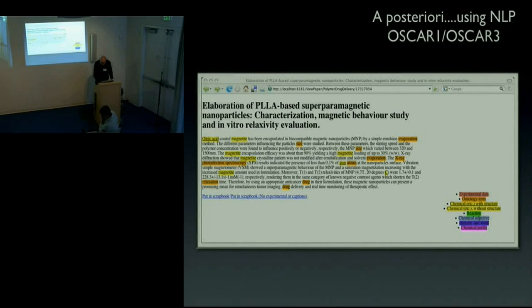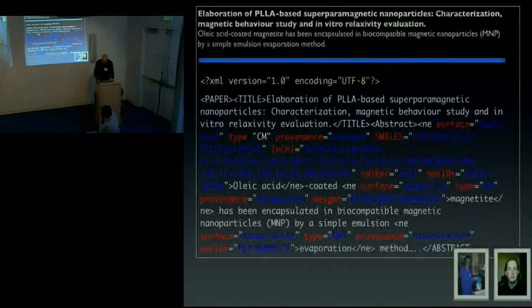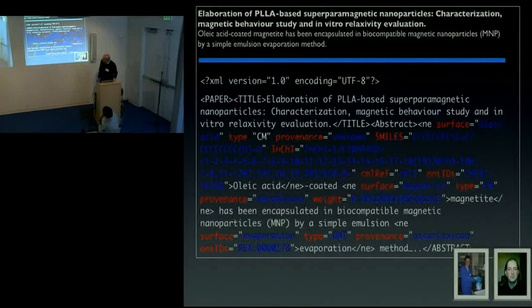So the way this works out then is, here's an example of Oscar markup. And I've taken the first sentence of that paper that I've just shown you. The first sentence reads, oleic acid-coated magnetite has been encapsulated in biocompatible magnetic nanoparticles by simple emulsion evaporation method. Once Oscar's finished parsing that sentence, it starts to look a little bit like this.